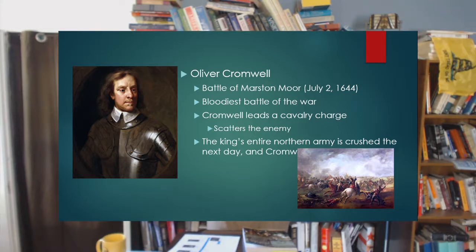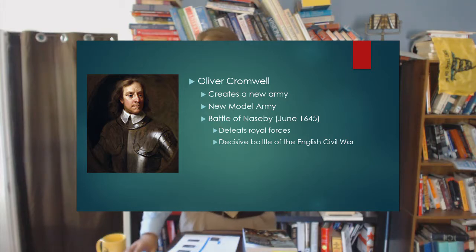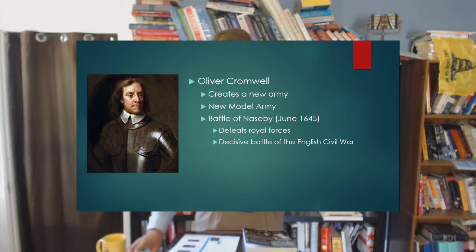Cromwell said, God made them as stubble to our swords. So, big victory. Cromwell creates something called the New Model Army. Early on, it's mostly militias fighting against the Royalist army. The Royalists are very professional. So the parliamentarians create a new army that's professional as well. The decisive battle is the Battle of Naseby in June 1645.